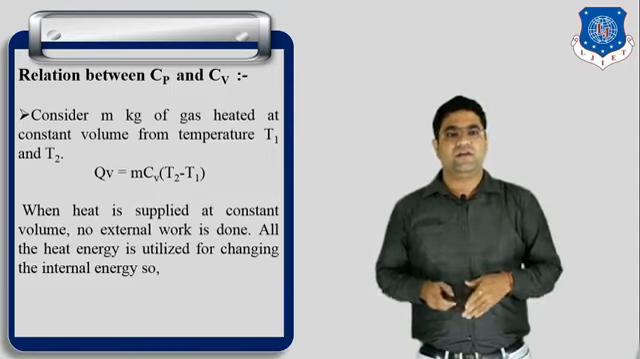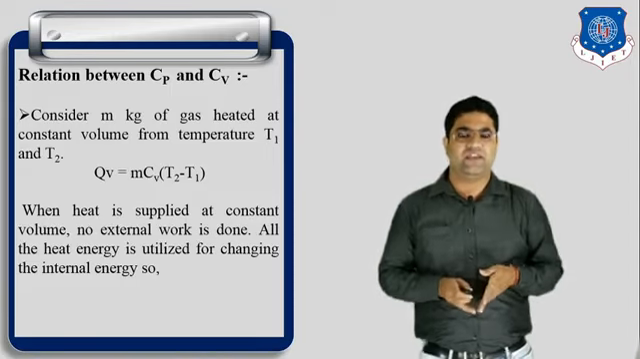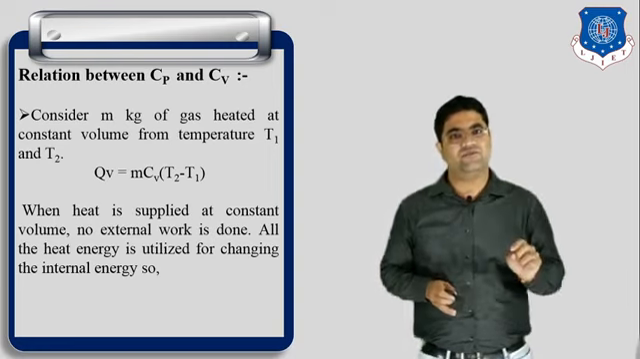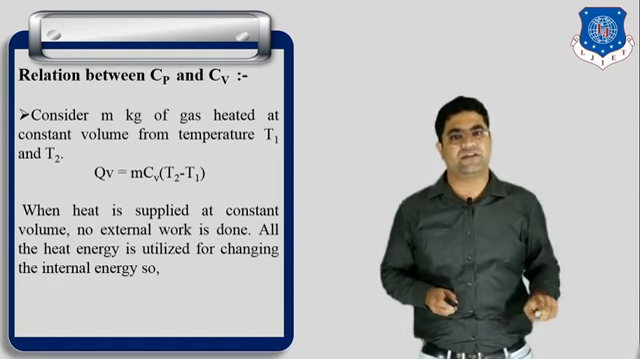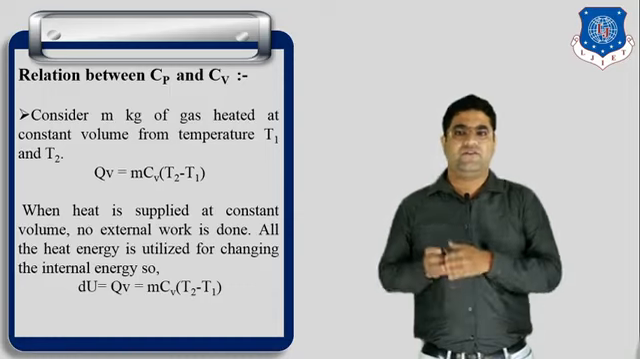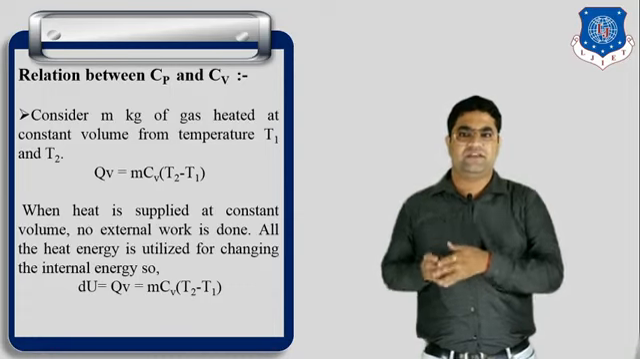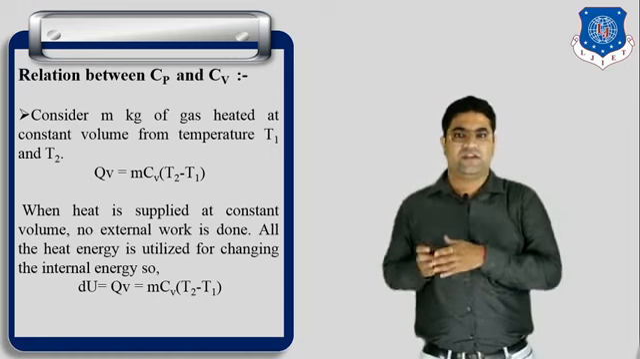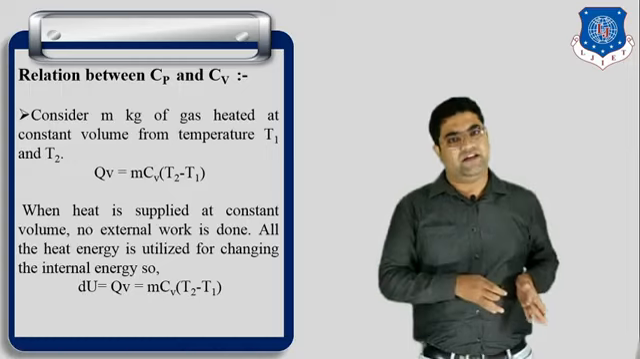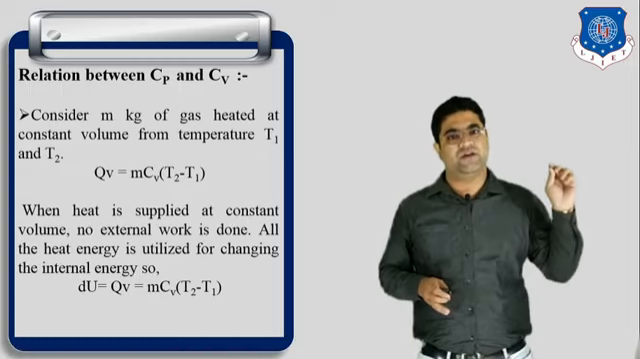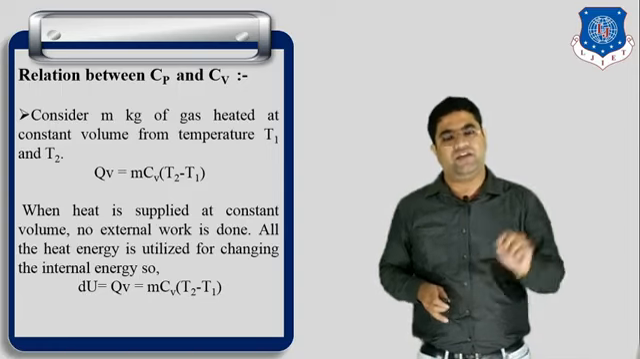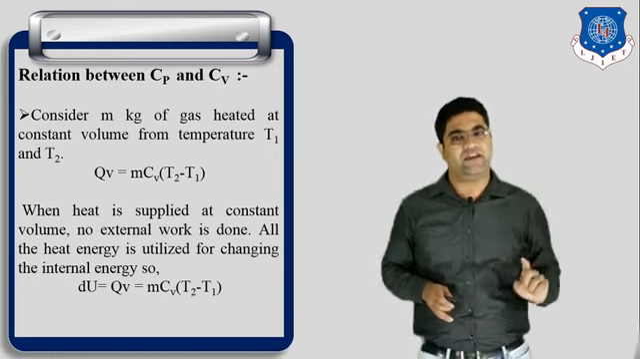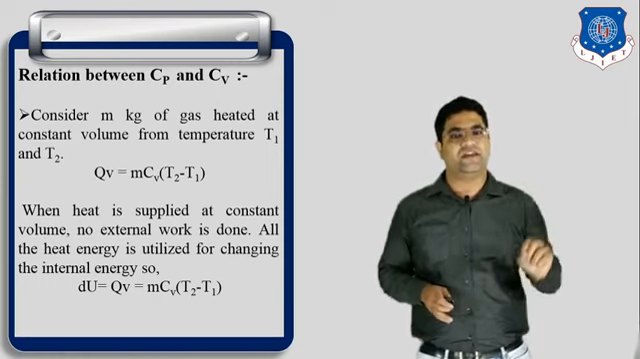So heat supplied at constant volume, we can write as m Cv (T2 minus T1). Here we use Cv because we have supplied heat at constant volume. Now if we write the first law of thermodynamics, Qv, the heat supplied at constant volume, equals dU plus del W. But for the control volume, del W equals 0, so Qv equals dU, the change of internal energy, equals m Cv (T2 minus T1).